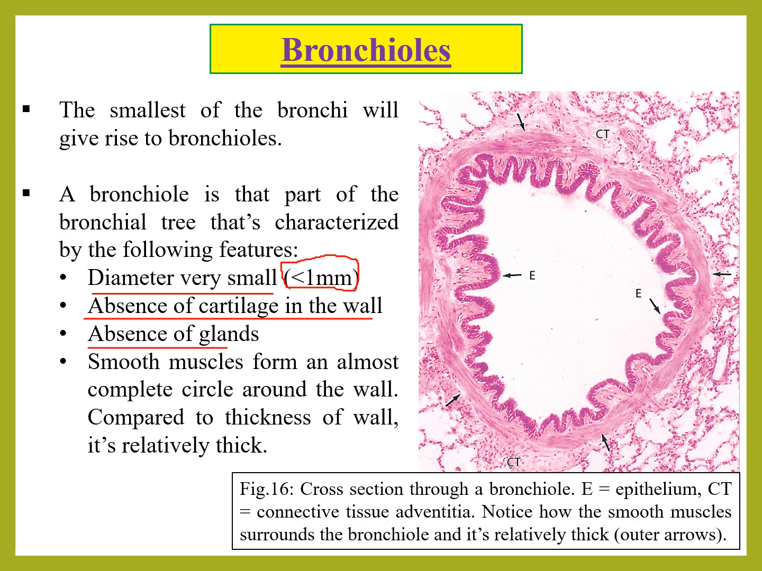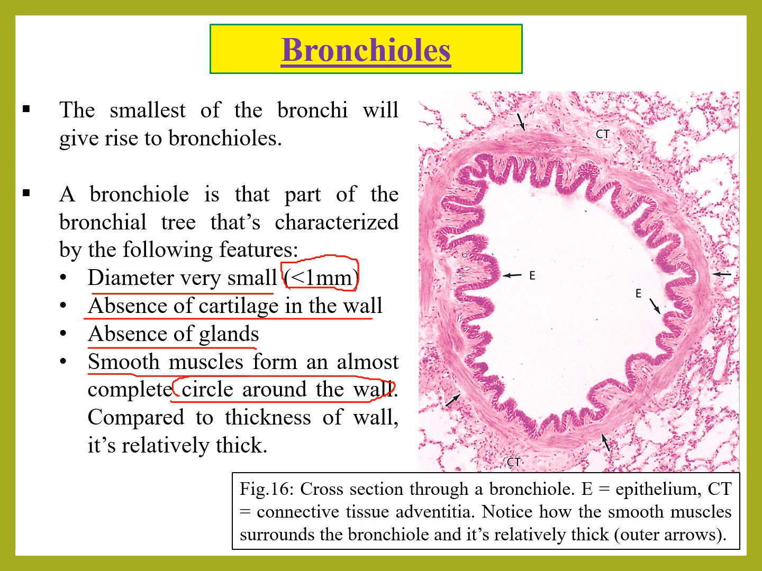No glands. There are no glands in the wall of the bronchioles. Smooth muscles become more. Again, in the trachea, we had smooth muscles on the posterior aspect of the trachea. In the bronchi, the smooth muscles were formed in the form of a spiral around the bronchus, but here in the bronchioles, they form a complete circle around the wall.